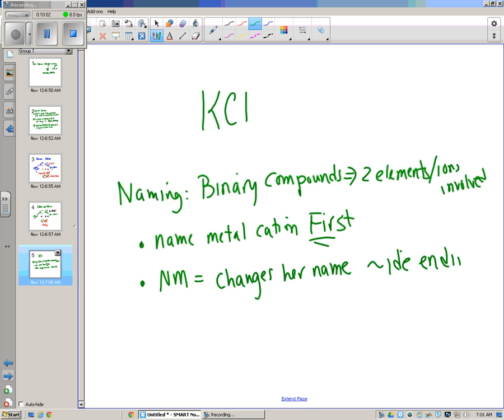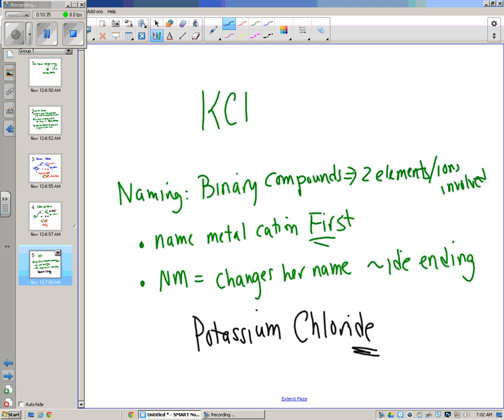So let's see how this applies to our example. The first thing we do is we write the name of the cation. The metal cation is potassium. And then we write the name of the nonmetal anion. That's chlorine. However, because it's a binary compound, with two ions, potassium and chlorine, the chlorine has to change her name, so that's potassium chloride. See, she got married, she changed her name, she now has an IDE ending. Okay, now you try the second one.